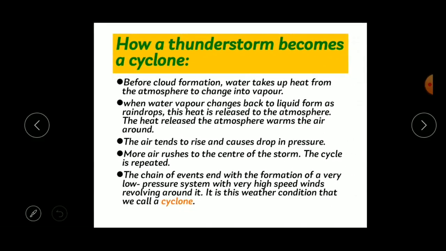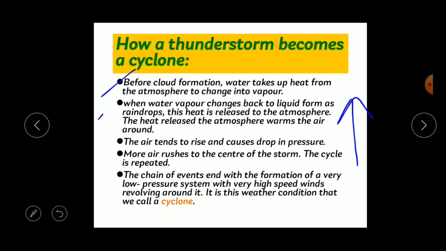How a thunderstorm becomes a cyclone. The first point is, before cloud formation, water takes up heat from the atmosphere to change into vapor. Clouds are formed due to water vapor in the air, as you know, right? So as the water turns into vapor, it takes up heat from the atmosphere.